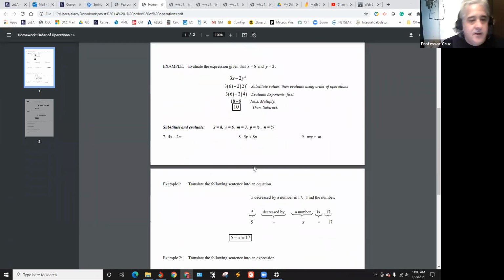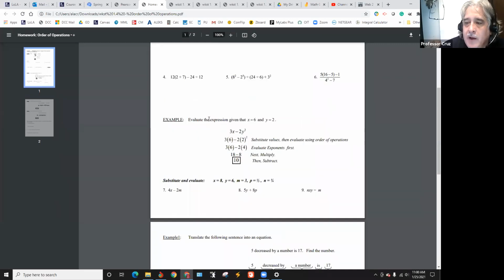Well, not another section. It's all 1.4, but it's another subsection. Now, the first thing that we want to look at says evaluate the expression given that x is equal to 6 and y is equal to 2. This is where we make it a little bit algebraic because we've not looked at a whole lot of variables so far, but we refresh our memory about them and how they work.